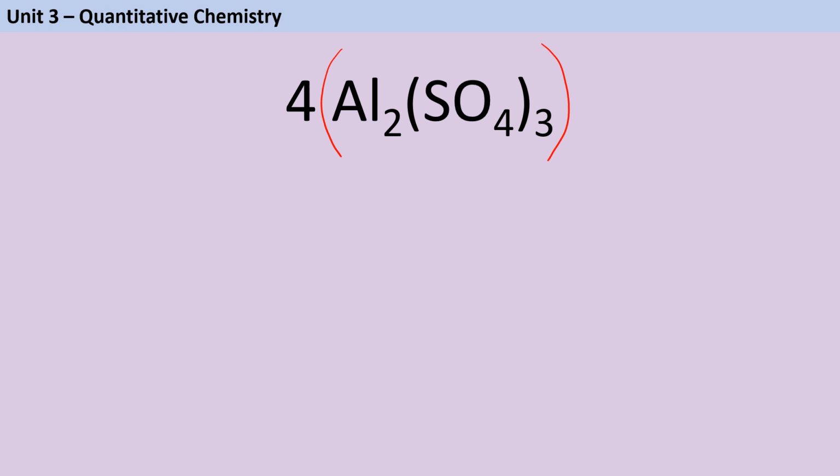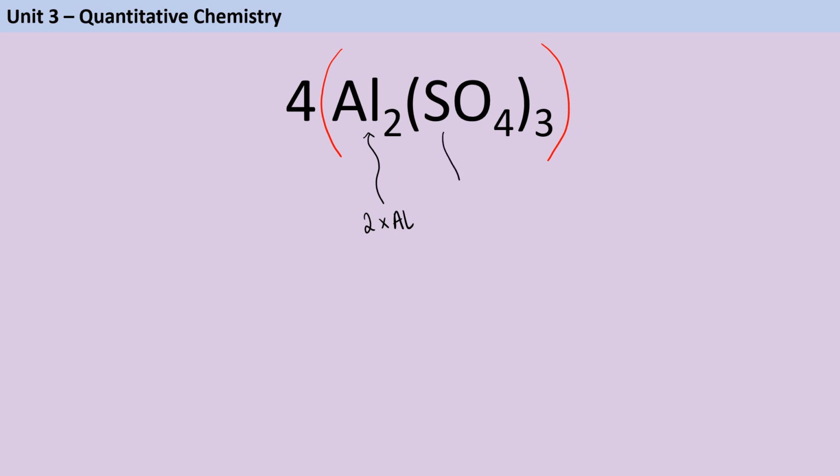Now that 4 at the front, what we call a coefficient or a multiplier, it applies to everything that comes afterwards. But what does come afterwards? Well, the first bit is quite easy. Inside my brackets, as it were, I've got 2 atoms of aluminium. And then I've got some actual brackets which are part of the formula, and you can see there's a 3 after them. So the 3 applies to everything that's in that bracket. It doesn't apply to the aluminium because the aluminium is not in the bracket.